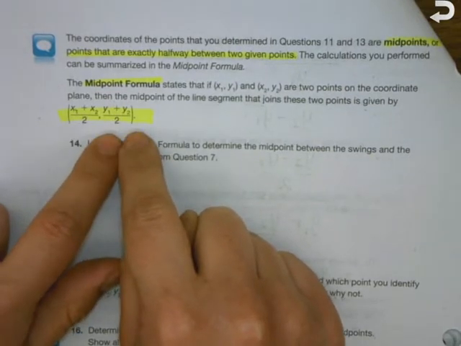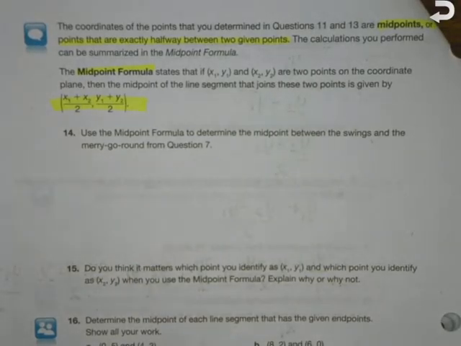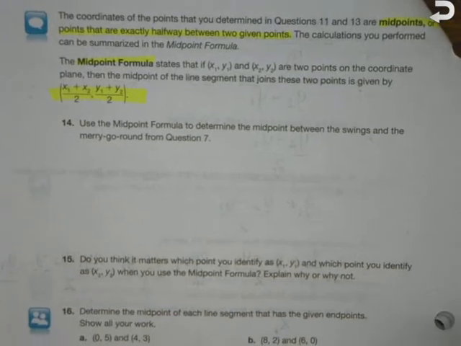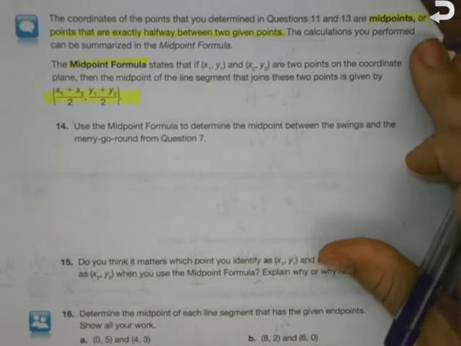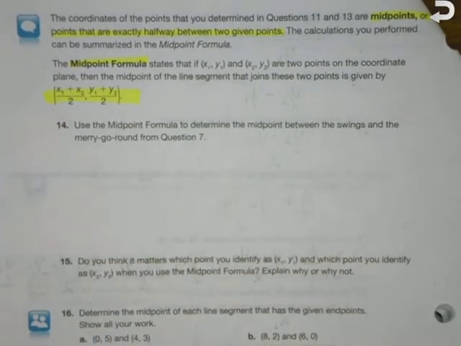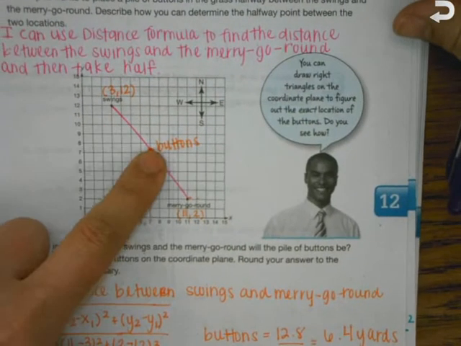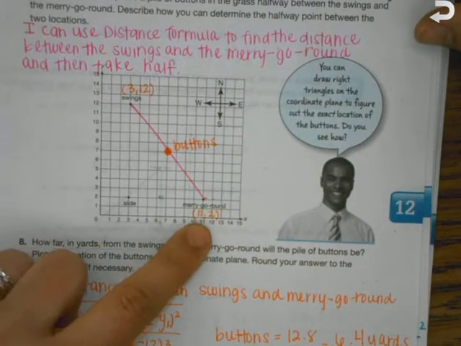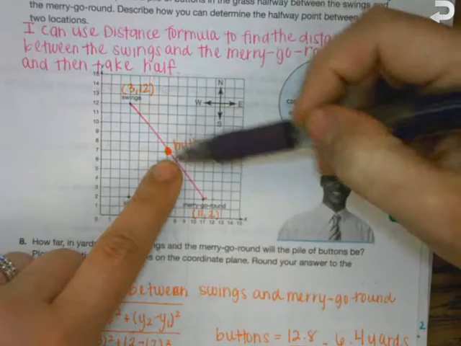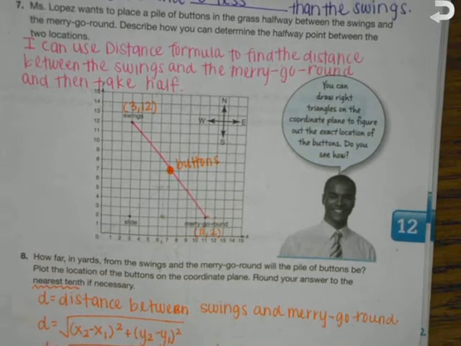Okay? So I'm going to do number 14 with you guys, and then you're going to work on some of this on your own. So, using the midpoint formula, let's determine the midpoint between the swings and the merry-go-round from question 7. So we hypothesized that the coordinate was going to be 7, 7. Okay, that's this part right here, where we put the buttons in between the swings and the merry-go-round. So it looked like it was at about 7, 7. So let's use the midpoint formula to see if the coordinates actually come out to that, okay?